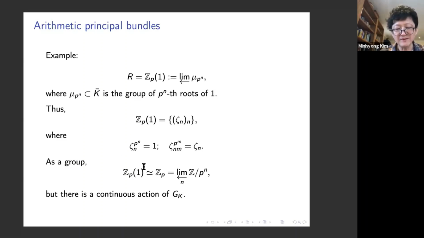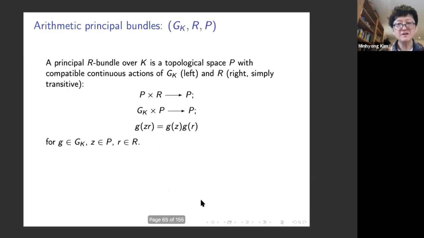This set of sequences, as a group, is just isomorphic to the p-adic integers because mu_p is isomorphic to Z/p. But the difference is that because they're inside K-bar, they have a continuous action of the Galois group. So this is a typical example of a group over K in the sense that I'm discussing right now. It's a topological group with an action of the Galois group of a natural sort. A principal R-bundle over K is the same type of thing. It's a principal bundle, but equipped with a compatible action of the Galois group on the left, which I'll write as a left action, and a right action of the topological group R over K. So it's a principal bundle in the usual sense, a simple transitive action, except there's also a compatible Galois action. That's what I mean by a principal R-bundle over K.